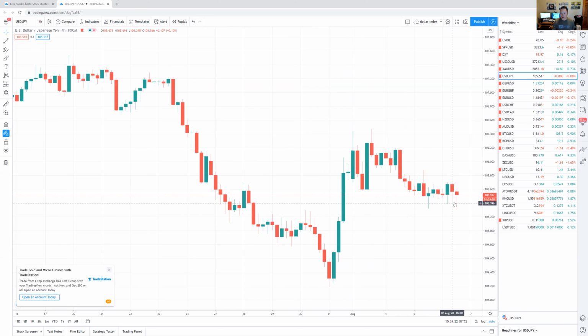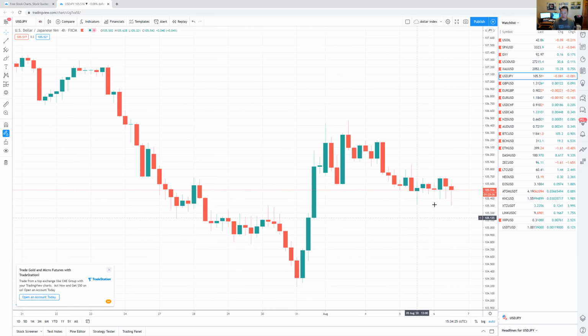Now on the 4-hour, it looks like it wants to pin itself back up, right? Because you can see all the wicks here. So let's talk about the wicks: 1, 2, 3, 4, 5, 6. And you can see this one is trying to pin itself back up and create support at 105.5 and 105.4.